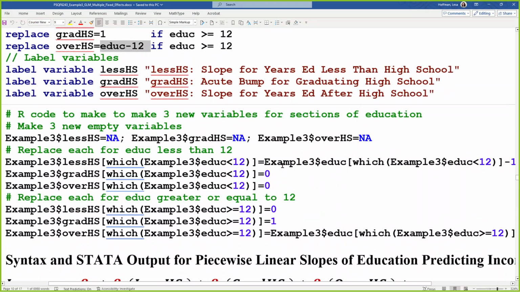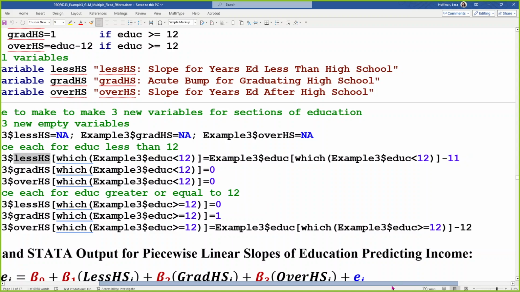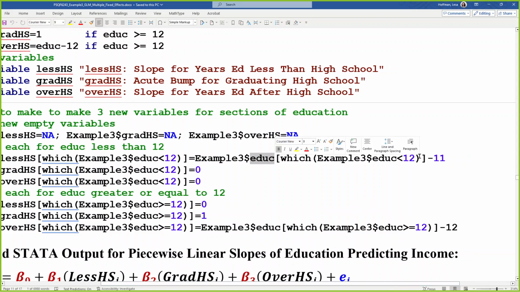And then R, folks, yours is a little more complicated, but if this part is the interior here, the whiches, that's the analog to if it's less than 12, then do this. So if it's less than 12, make a new variable out of the old variable minus 11. So that part is the same as in Stata, but only for the rows that qualify. It seems like it's redundant, but you have these two whiches that you need to do. So that is the trickier part.